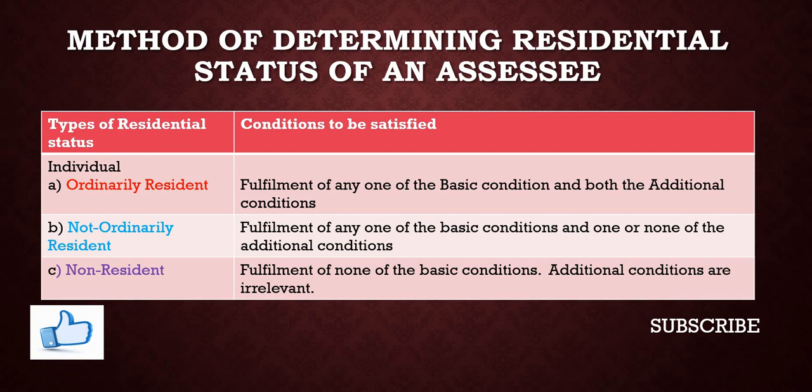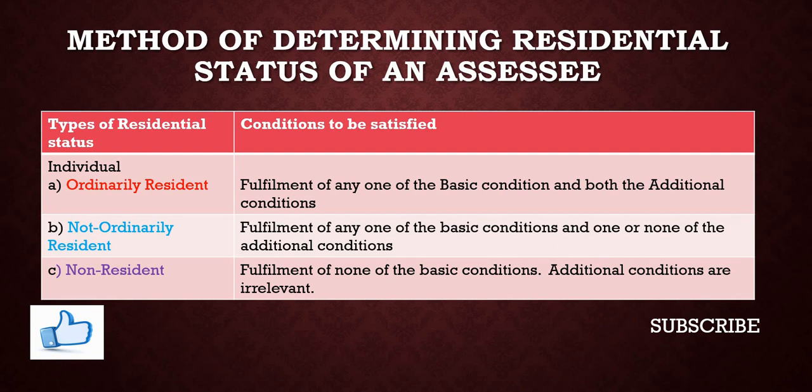So any one of the basic conditions here. If an individual, in order to be ordinarily resident of India, should satisfy any one of the basic conditions and both the additional conditions. An assessee, in order to be not ordinarily resident of India, should satisfy any one of the basic conditions and one or none of the additional conditions.